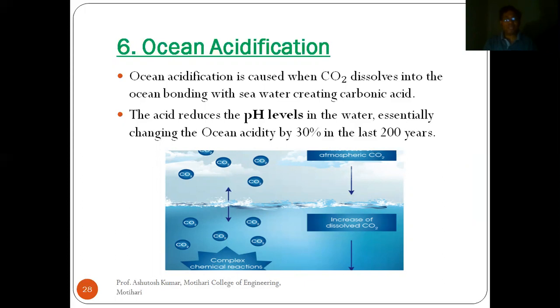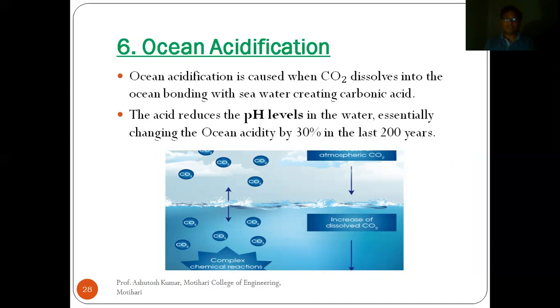We all know that a lot of aquatic animals live in the ocean. So it affects all aquatic animals and our ecosystem is affected. Now the acid reduces the pH level in water, essentially changing the ocean acidity by 30% in the last 200 years. It is very ironical to know that in the last 30 years the ocean acidity changed by 30%, which is a huge amount.